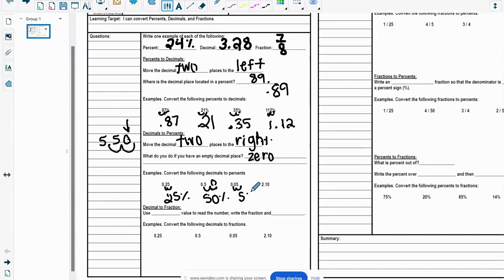This would be 5%. Because all those zeros at the front we can drop off. For example, you'd never see the number 5 written like 005. So what I'm doing is I'm dropping off those zeros at the front in order to just write 5. Same thing with 2.10. You just move it over twice. That would be 210%.